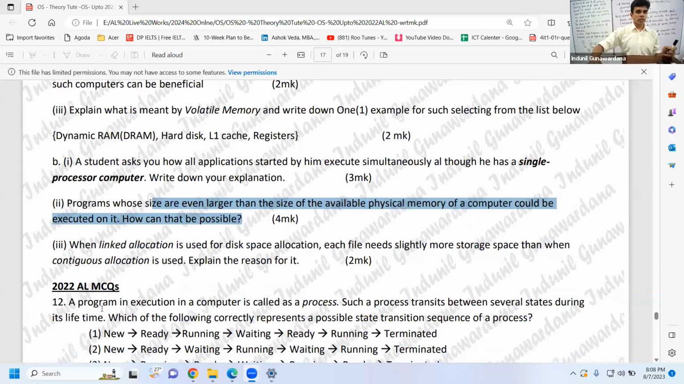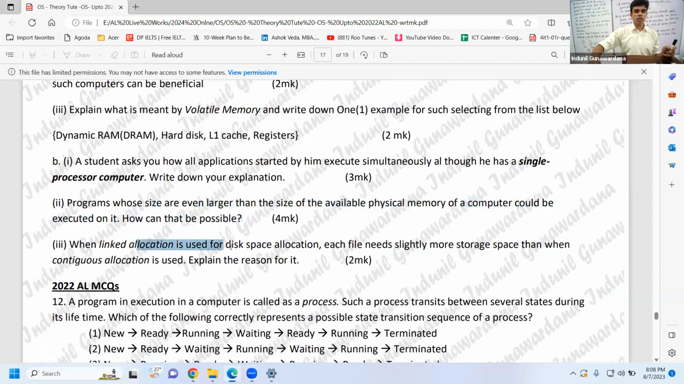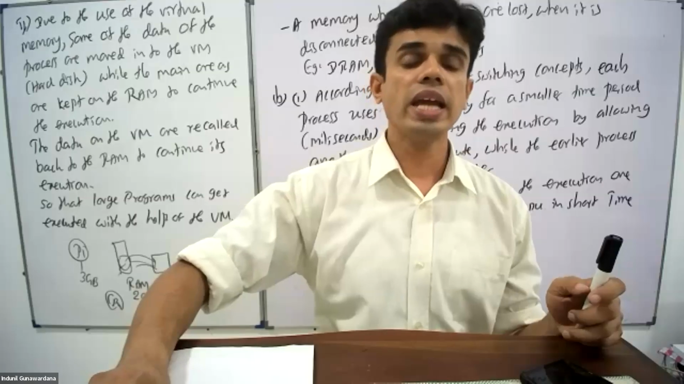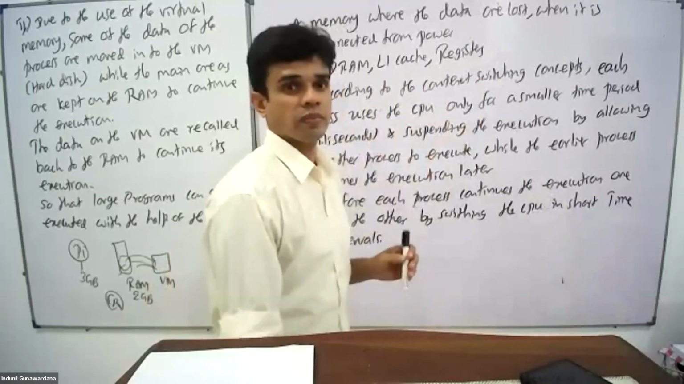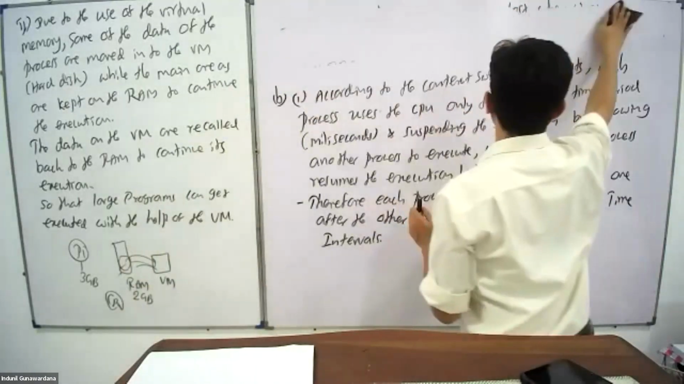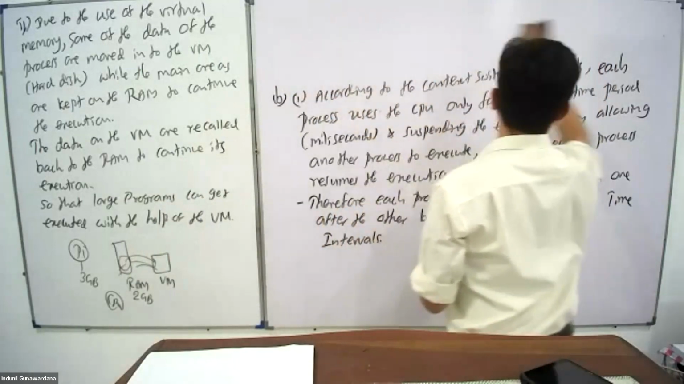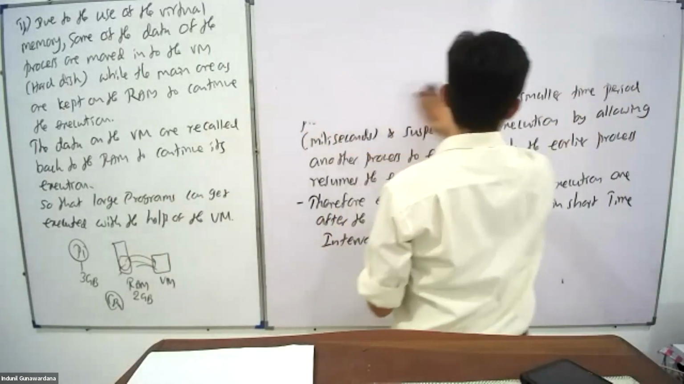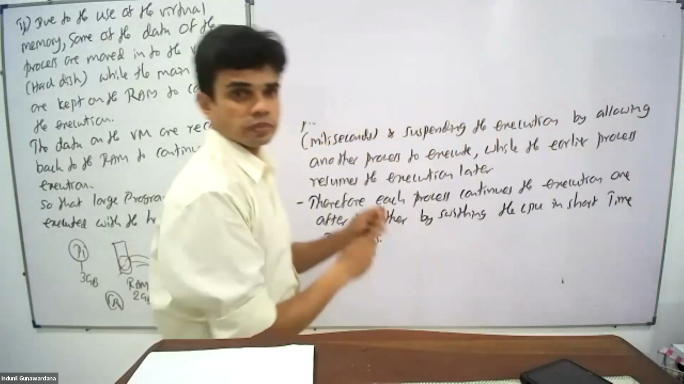The last one of that: when linked allocation is used in disk space allocation, each file needs slightly more storage space than when contiguous allocation is used. Explain why. In linked allocation, each fragment has to maintain the address of the next block. So that's also some information to be maintained.